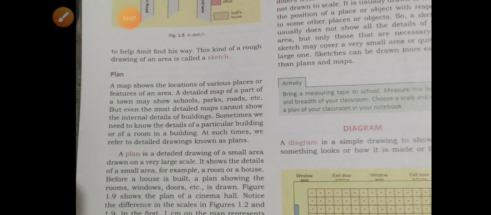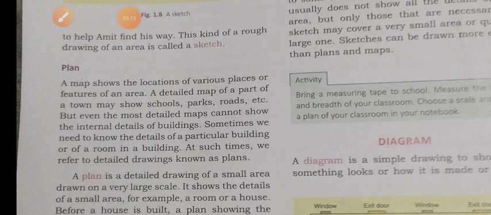And then we learned about sketch, plan and diagram. What is a sketch? A rough drawing showing only some features of an area drawn without using any scale. What is a sketch? A rough drawing showing only some features of an area drawn without using any scale is called sketch. And what is plan?